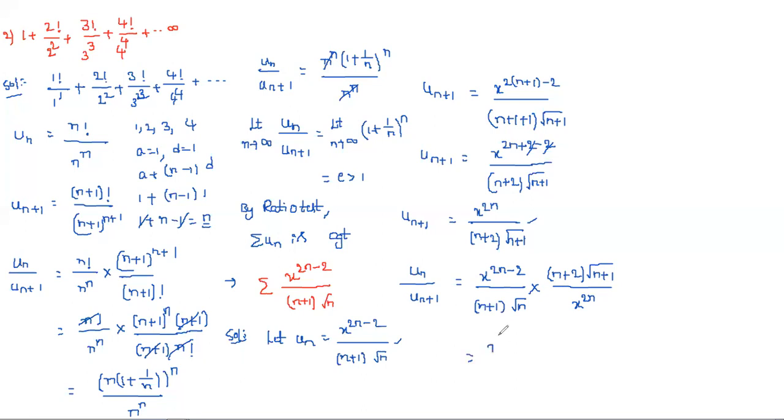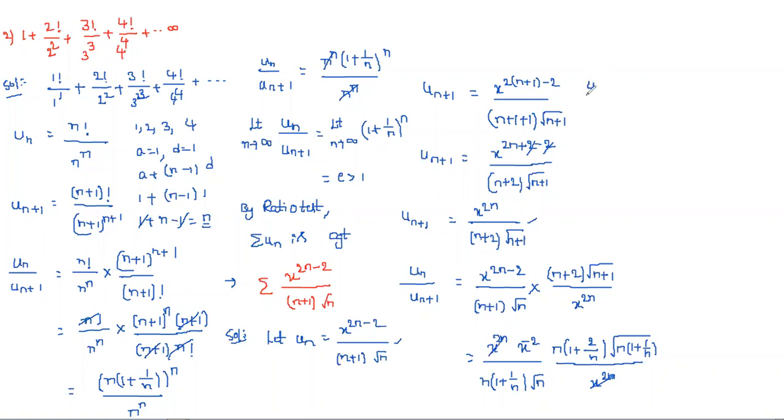Here you can write x power 2n minus 2 as x power 2n into x power minus 2. And next, you can take n as common: n into (1 plus 1 by n) and root n. Here also the same thing, take n as common: 1 plus 2 by n, and here also n into (1 plus 1 by n), whole thing by x power 2n. So x power 2n and x power 2n both cancel.